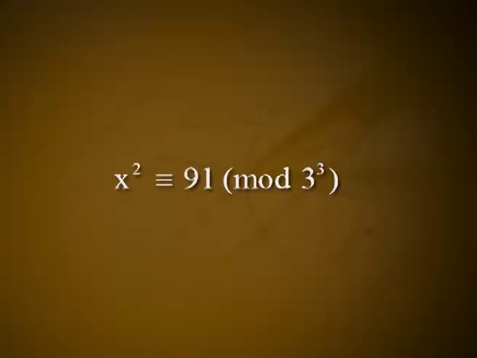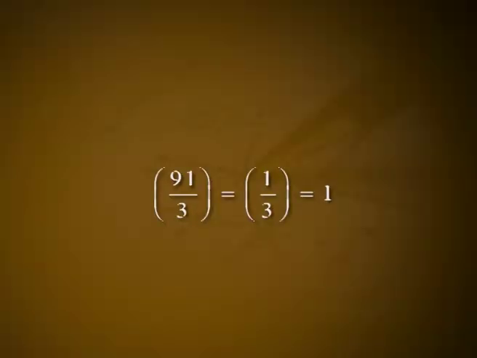Example 1. Solve the congruence x squared congruent to 91 mod 3 raised to 3. Let us first determine the Legendre symbol (91/3). The Legendre symbol (91/3) is equal to the Legendre symbol (1/3), which is equal to 1. So x squared congruent to 91 mod 3 raised to 3 does have a solution, since any solution of x squared congruent to 91 mod 3 cubed is also a solution of x squared congruent to 91 mod 3.